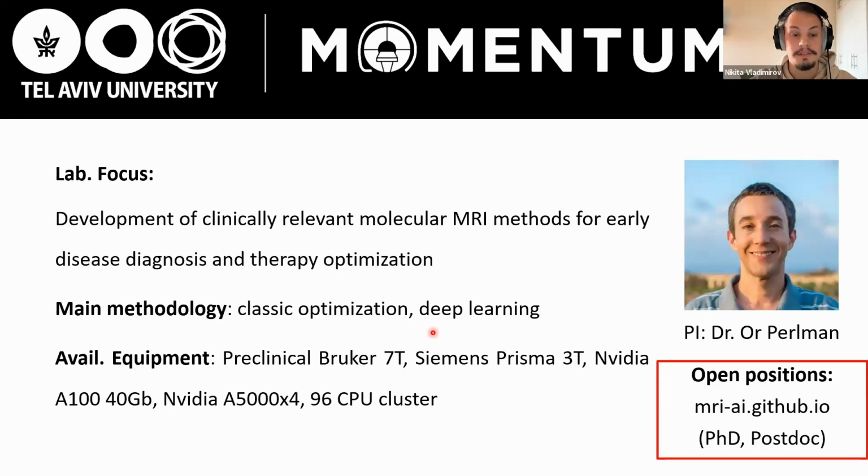Just a couple of words about our lab. As you probably understood, we focus on the development of molecular MRI methods for diagnosis and therapy optimization. We mostly work with optimization and deep learning, so it's mostly software work. We have access to a 7T scanner and a 3T scanner. We just recently bought a cool NVIDIA A100. We have several other clusters, so you can check open positions for PhD students and postdocs on our website.